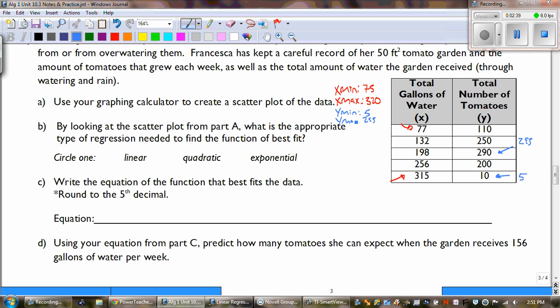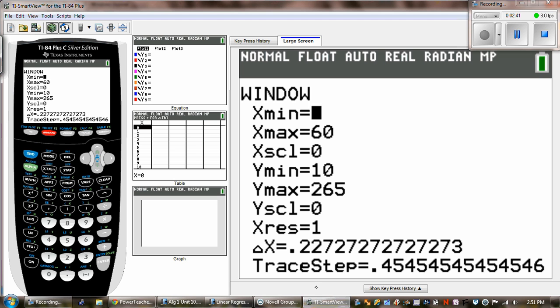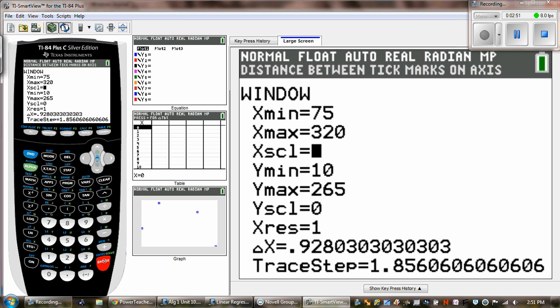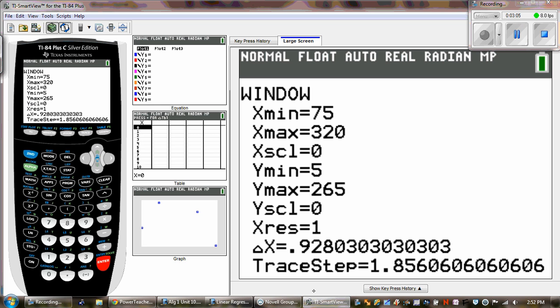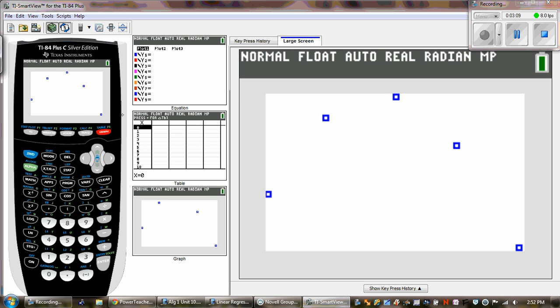So that's what I'm going to do when I come back over to my calculator and I set this. x min 75. We said 320. That stays 0. I'm going to go 5. And then the last one, what would you say? Let me look back. I can't remember. 295. Okay, and let's graph it. And I can see the 5 points right there.